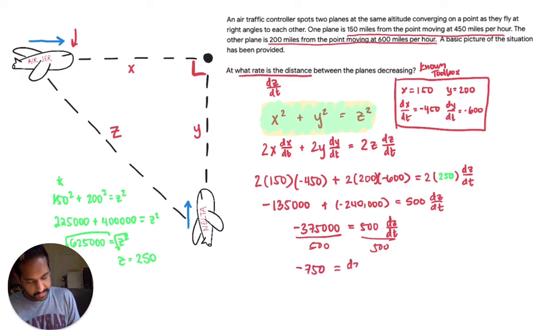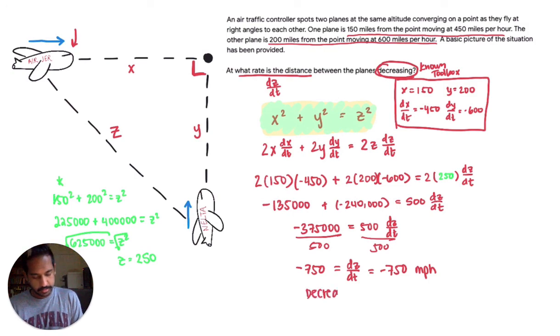Negative 750 is dz dt, and our units, because this is talking about the rate at which that distance is changing over time, it's distance over time, miles per hour. So dz dt is negative 750 miles per hour. And now in this context, the question is already asking at what rate is it decreasing? And so we can just say it's decreasing at 750 miles per hour. Because the decreasing already tells us that it'll be negative.